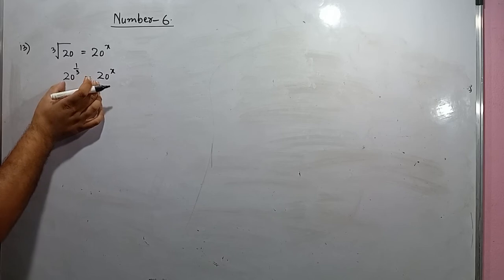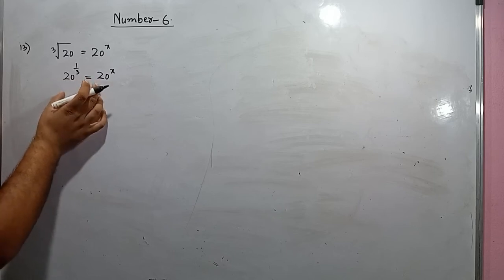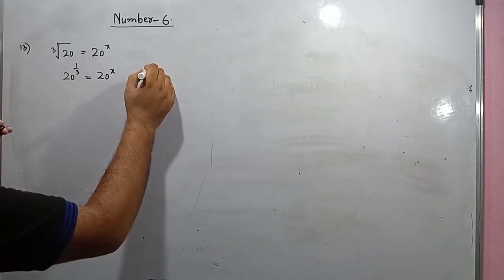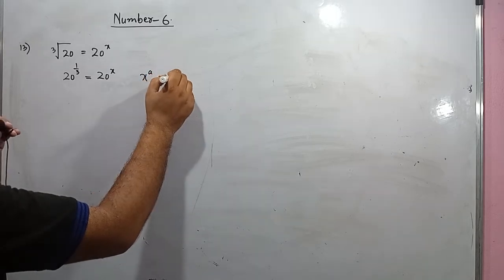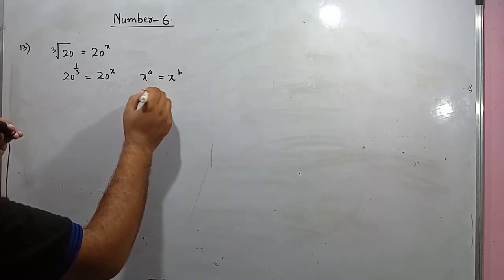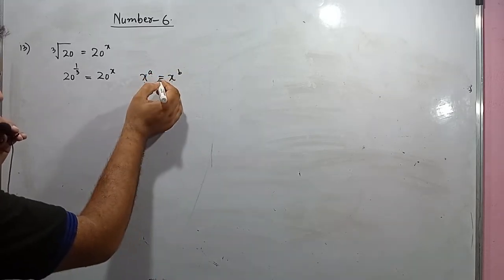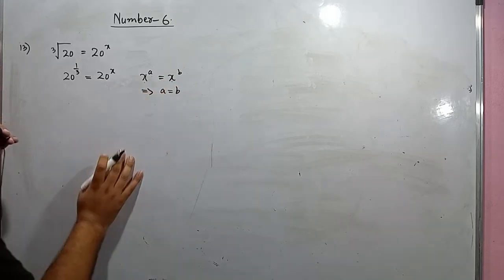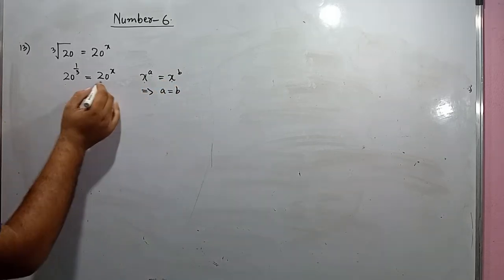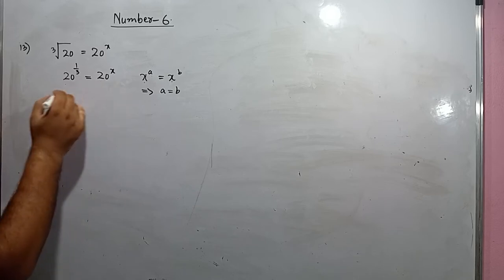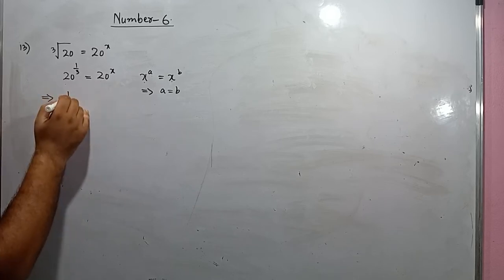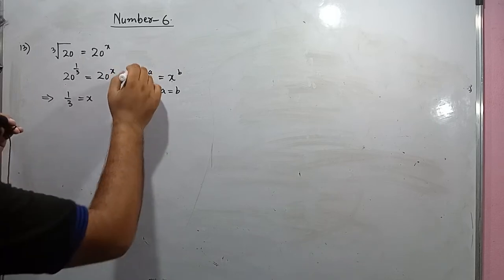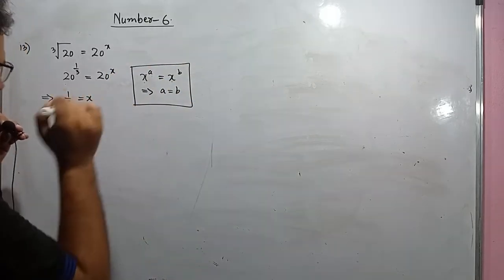Now you can see the bases are the same. If we have x power a is equal to x power b, it implies, when bases are the same and there is the equality sign, the powers will be equal. So here the bases are the same, so I can write it implies 1 by 3 is equal to x. This is the value of x. Which result we used? We used this result.